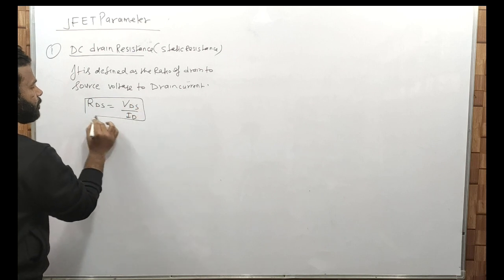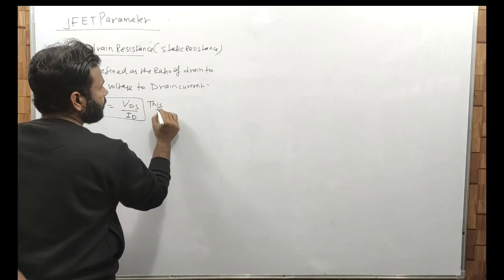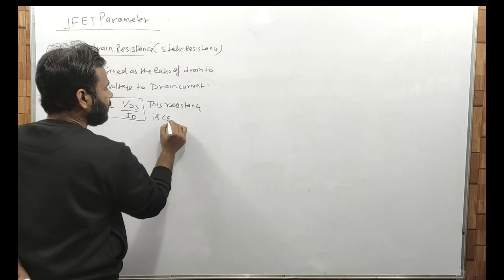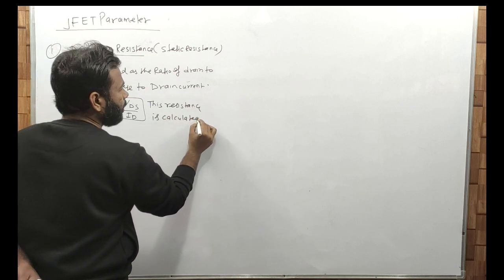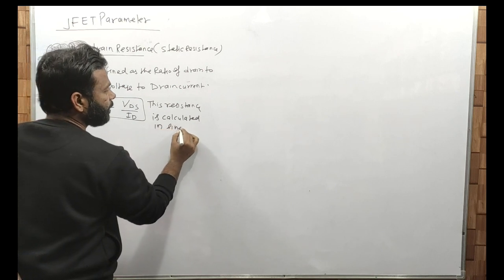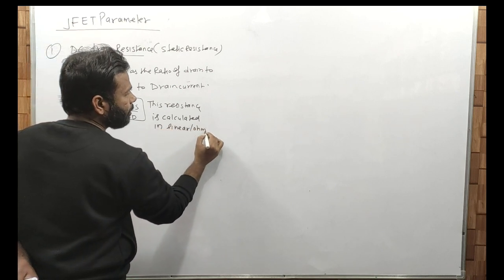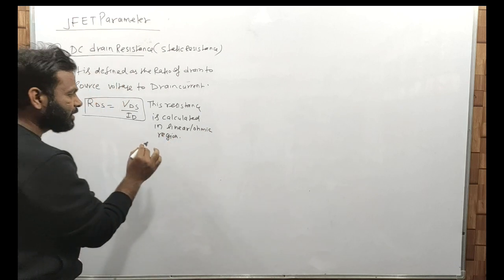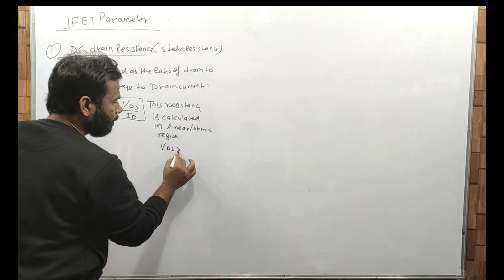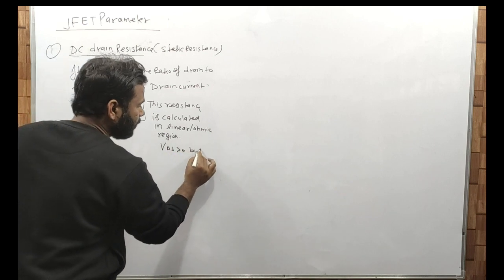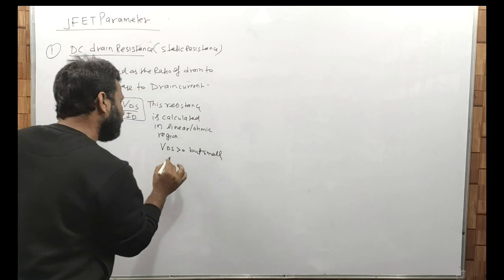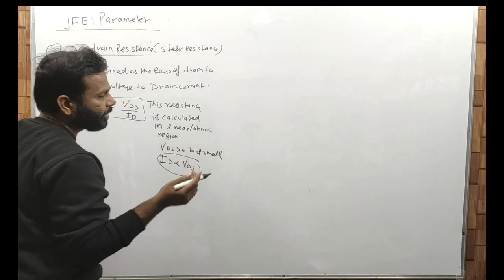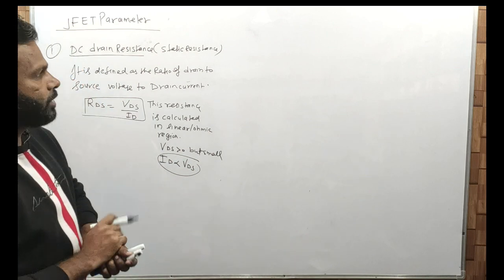Now this resistance is calculated in the linear or ohmic region, ठीक है। That means when the VDS is very small, when VDS is positive but small, and when the output is directly proportional to VDS, clear? That is the ohmic region or linear region of the output characteristic curve.